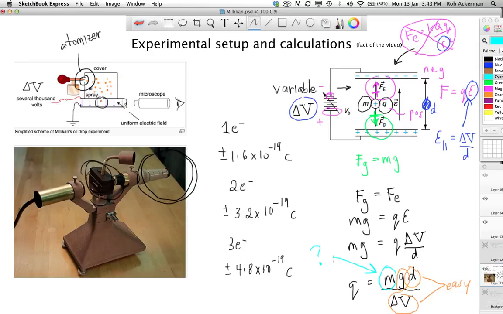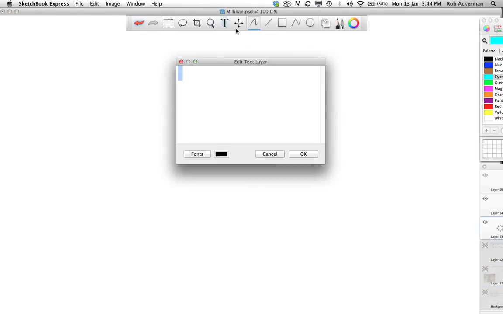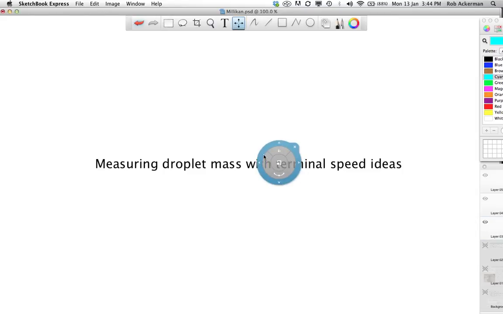So here's where I've got to take you all the way back to the very first chapter that we did in this textbook, where we started learning about the concept of terminal speed. Let me show you what I mean. I didn't prepare a slide here, so give me a moment. Let's call this Measuring Droplet Mass with Terminal Speed Ideas. Here's what I'm talking about. This is what Millikan did.